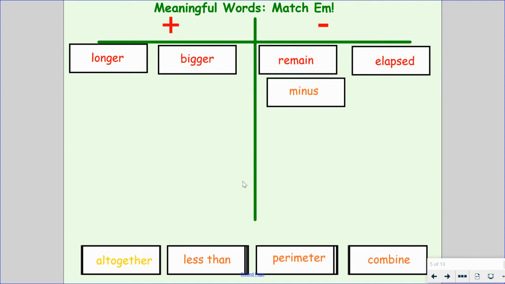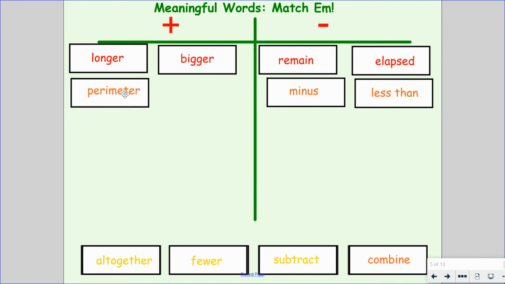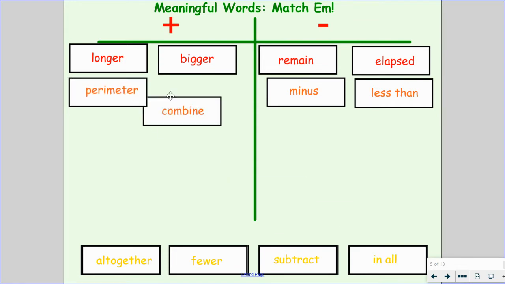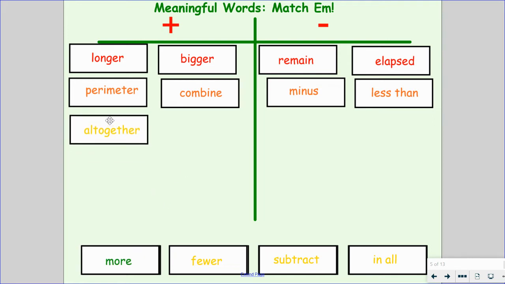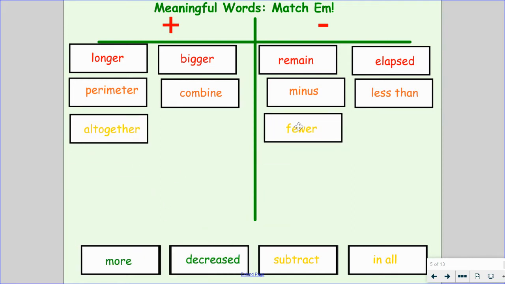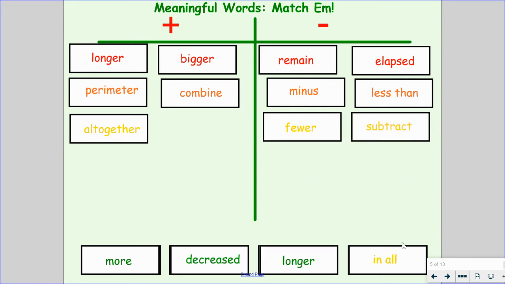Minus naturally will mean subtract, and less than means we're going to take away or get smaller. If we're finding the perimeter of something, we're adding all the lengths of every edge of a polygon. And combine, of course, means add. Again, you may pause if you want, or we'll continue. Putting things all together is going to be add, while fewer means it is going to decrease or subtract. And speaking of subtract, that would go there. In all means we're going to put everything together. Pause and come on back.